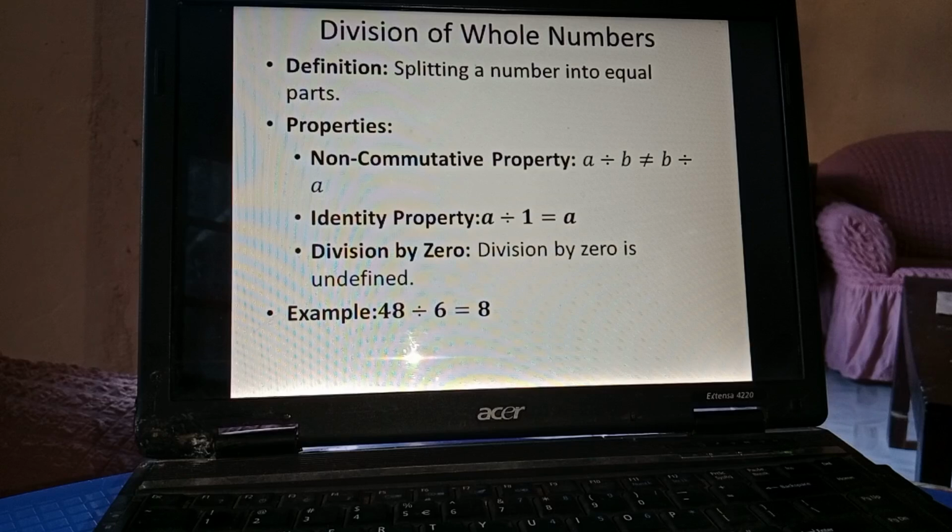Division of whole numbers. Definition: splitting a number into equal parts. Property, non-commutative property. A divided by B is not equal to B divided by A. For example, 6 divided by 2 is 3, but 2 divided by 6 is 1 over 3. They are not equal. Identity property, A divided by 1 equals A.